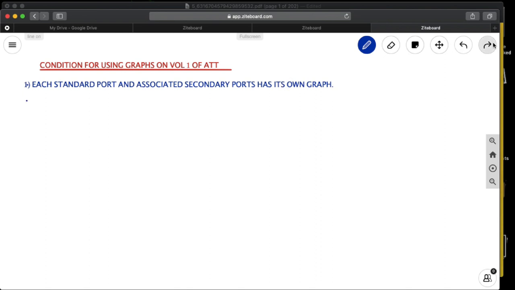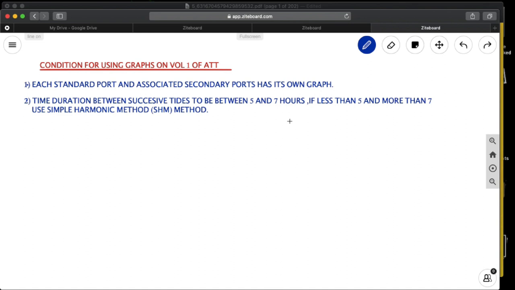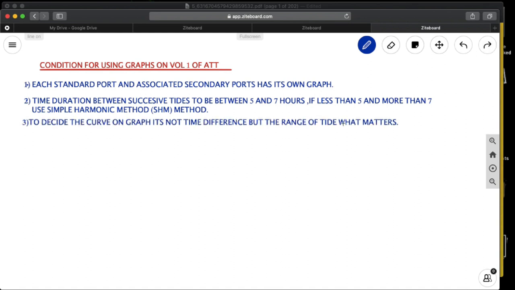Next point: the time duration between successive tides should be between 5 and 7 hours, similar to Volumes 2 and 3. If it is less than 5 or more than 7 hours, use the simple harmonic method. In that case, you will not be able to use these graphs. Next point: to decide the curve on the graph, it's not the time difference but the range of tide that matters.